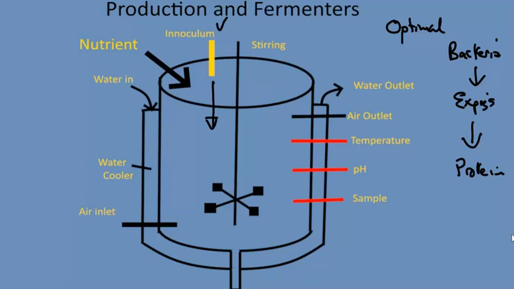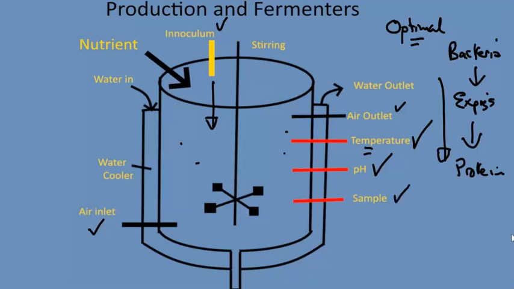To achieve this, we have to establish the optimal growth conditions, and one of the factors to be regulated is temperature, and another one would be pH. Temperature is often regulated using water jackets or water coolers around the outside of the fermenter, and by regulating the temperature through a probe, we're able to control the internal temperature through regulating the water flow. Gases also need to be regulated, and we have an air inlet and an air outlet in order to achieve that. The progress of the reaction is monitored by taking regular samples.